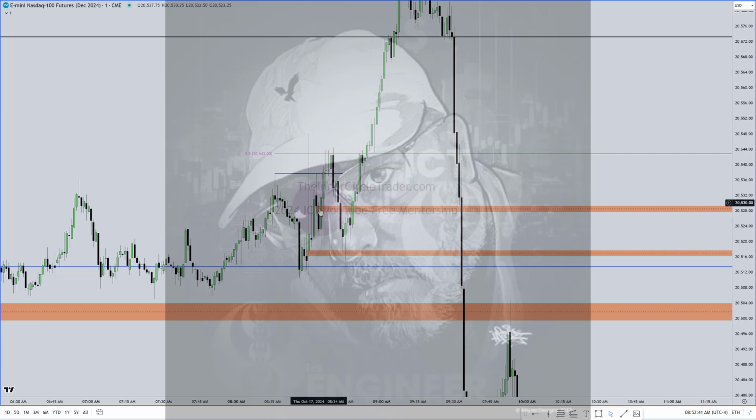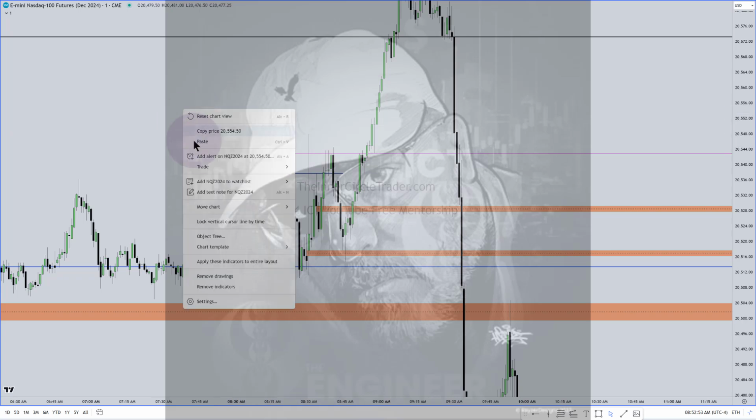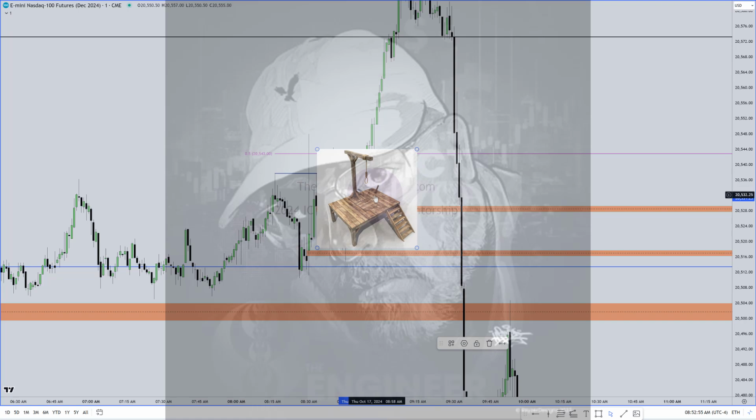So I explained as we were trading up, I said, watch this area right here. And this is my Gallow PD array. A Gallow is this.